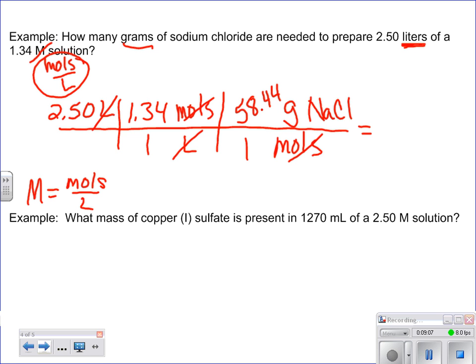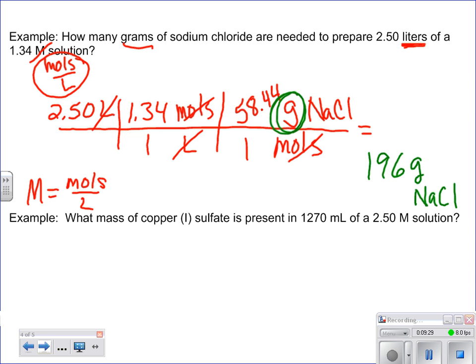So everything canceled out nice and neatly, except that, which is exactly what we are looking for. So calculating away, we get 196 grams of sodium chloride.